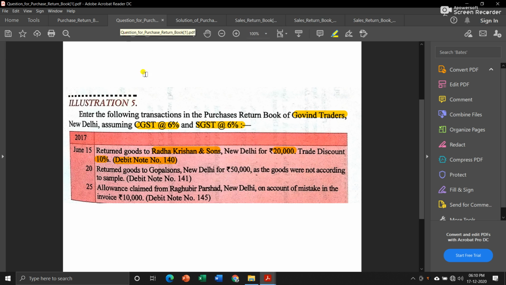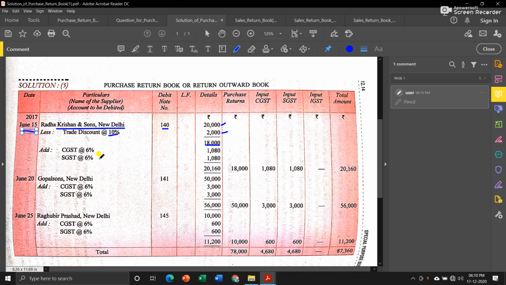Now since the question mentioned CGST at 6% and SGST at 6%, since this is an intra-state transaction, we will charge 6% of CGST and SGST each. 6% of 18,000 is 1,080, so for both SGST and CGST we will charge 1,080, 1,080. After adding we got a total amount of 20,160. In purchase return we will write down the amount after deducting trade discount, then input CGST, input SGST, and at last the total amount will be noted down in the last column.